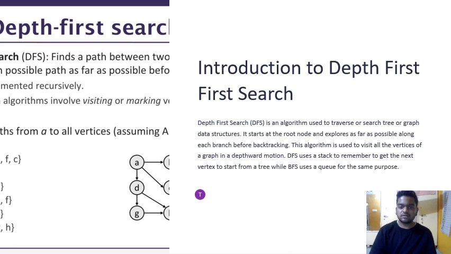It starts at the root node and explores as far as possible along each branch before backtracking. This is used to visit all vertices of a graph in a depthward motion. DFS uses a stack to remember the next vertex to start from, while BFS uses a queue for the same purpose.